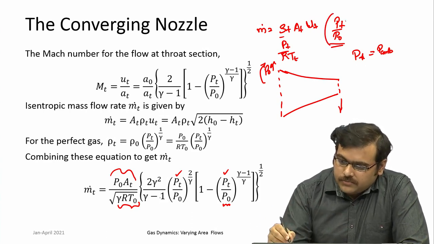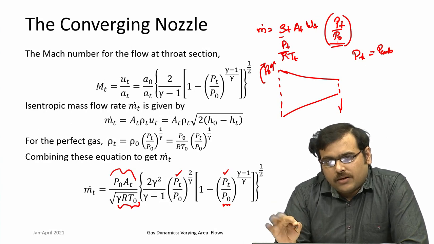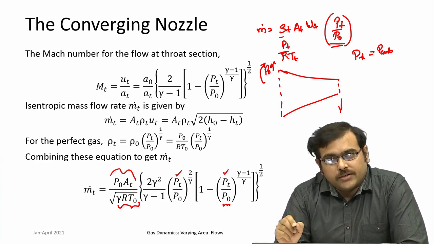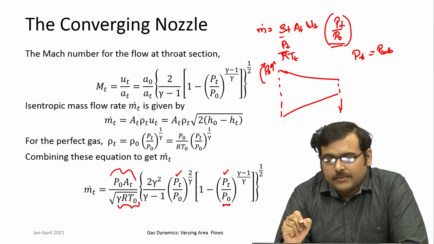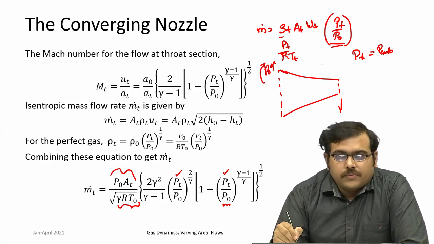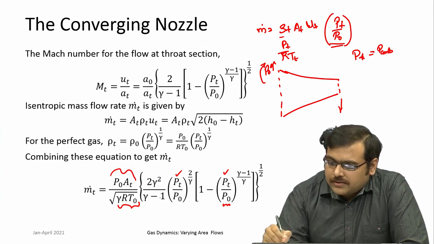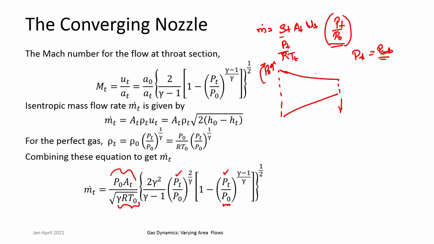As long as you understand it in terms of Pt by P naught, either way should help you understand the problem. What we are looking at is that Pt, the ambient pressure, is constant and we are increasing P naught. So Pt by P naught decreases. As P naught keeps increasing, you can look at the mass flow rate equation here. It has a P naught term over here. So as P naught increases, mass flow through the system increases.